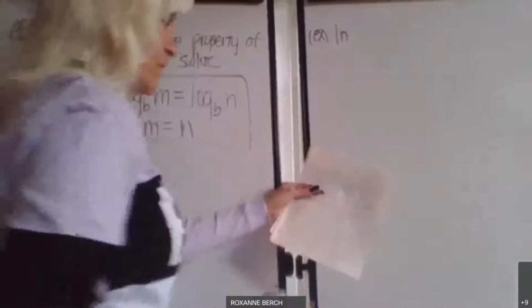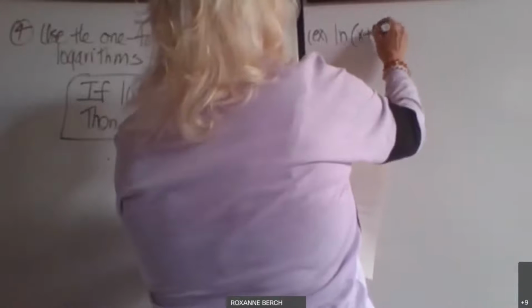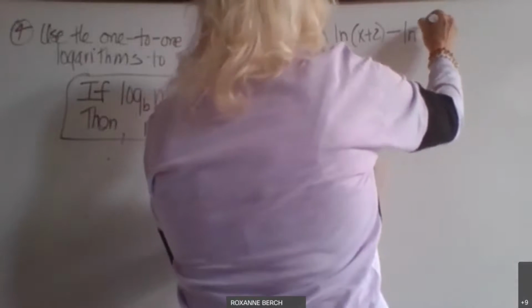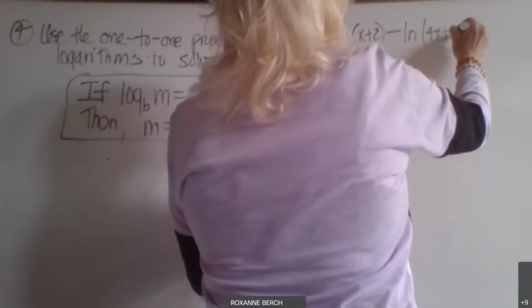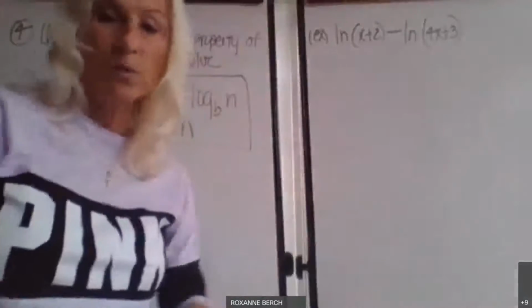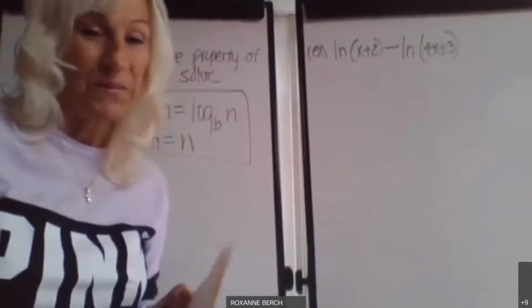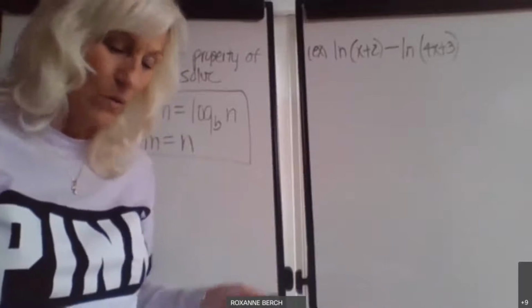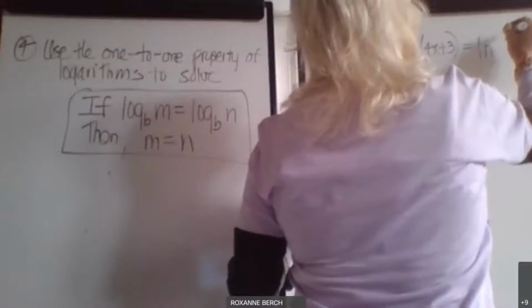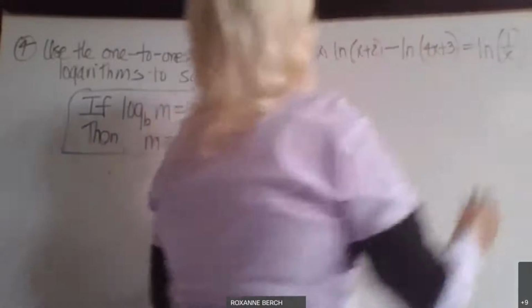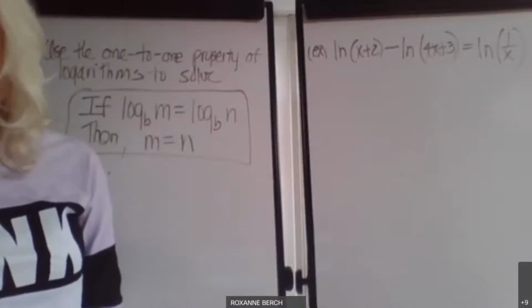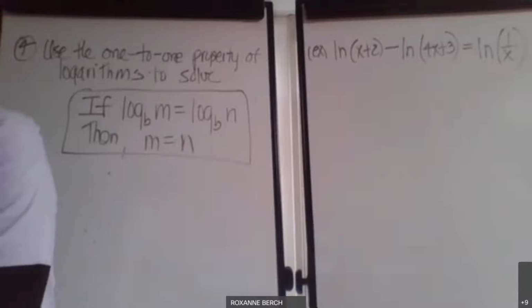So in this problem, we have the natural log of x plus 2 minus the natural log of 4x plus 3. And remember what I said last week? I said you cannot touch what's in the logarithm. You can't touch that stuff inside, only by using properties. That equals the natural log of 1 over x. And it's like, hold on a second. We have 3 logarithms? Now what?